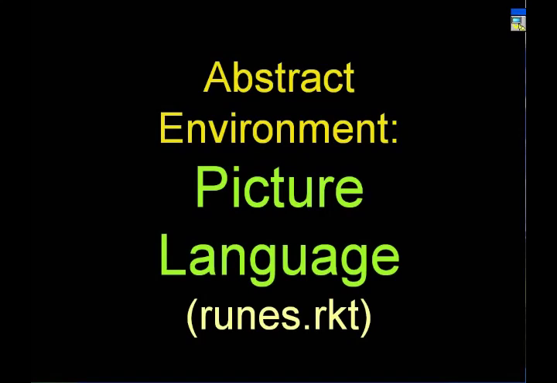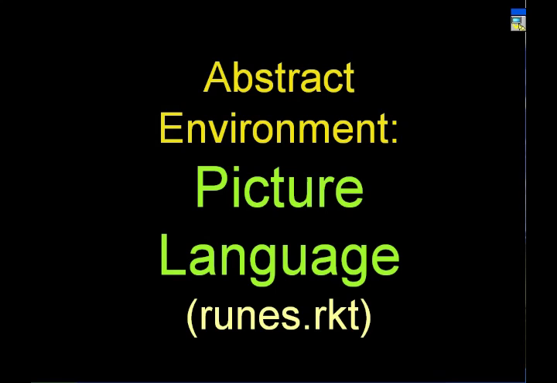Alright, so I've told you today about the primitives, means of combination, means of abstraction. So now what we'll do is go through an example. The way that we will demonstrate how this works is to use what we call an abstract environment, which is this thing called a picture language.